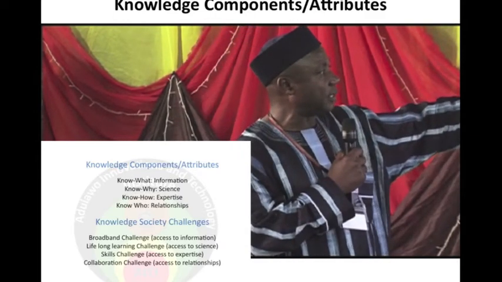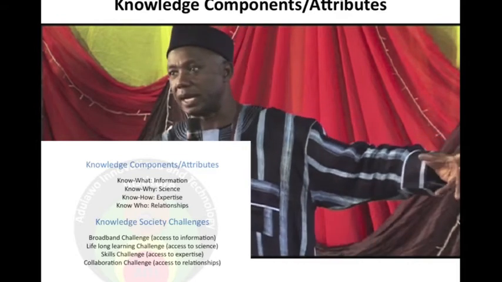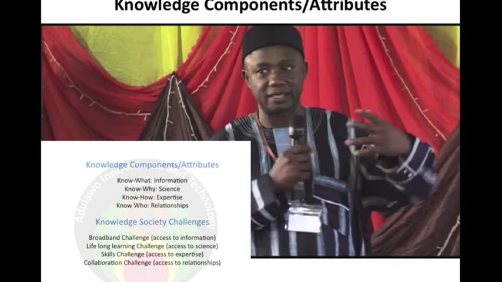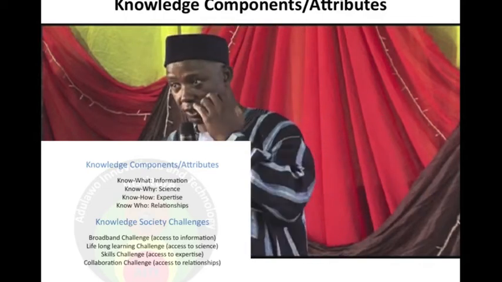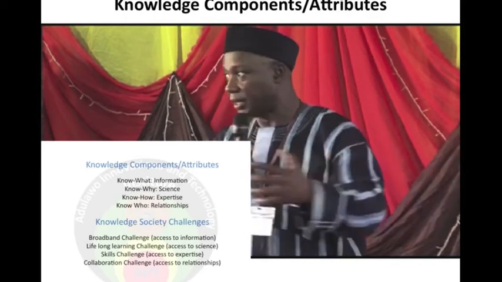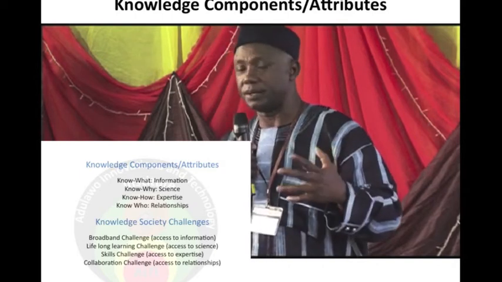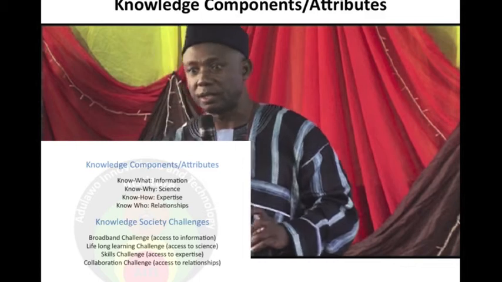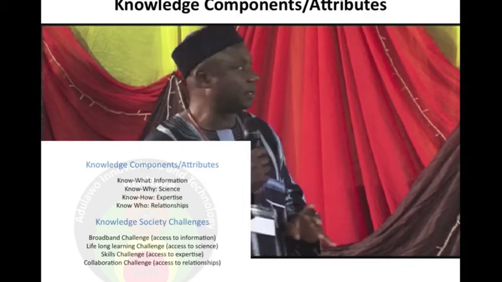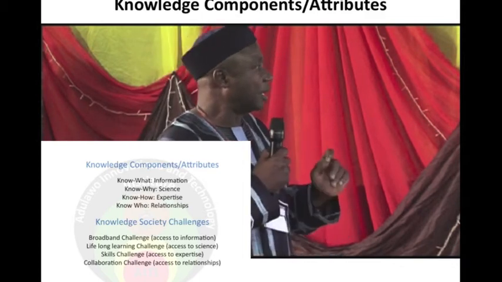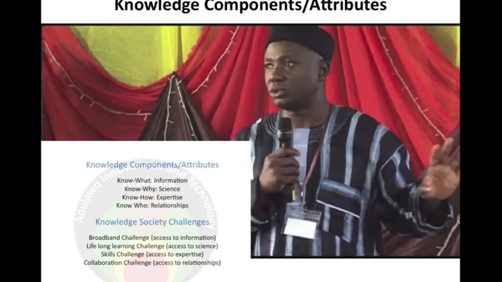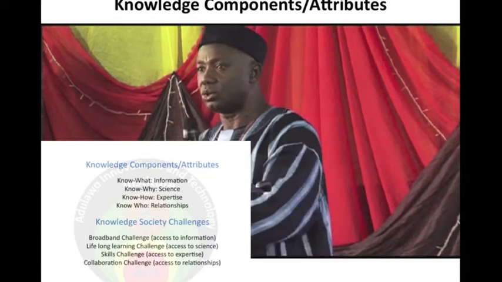Along with those four components are also four corresponding challenges. In order to have information, you have to have access to information. So the broadband challenge. And if the main one is here, they can talk more about what they're doing in the industry about bringing broadband internet to the country. There's access to science, in the sense that learning science should not end in school.